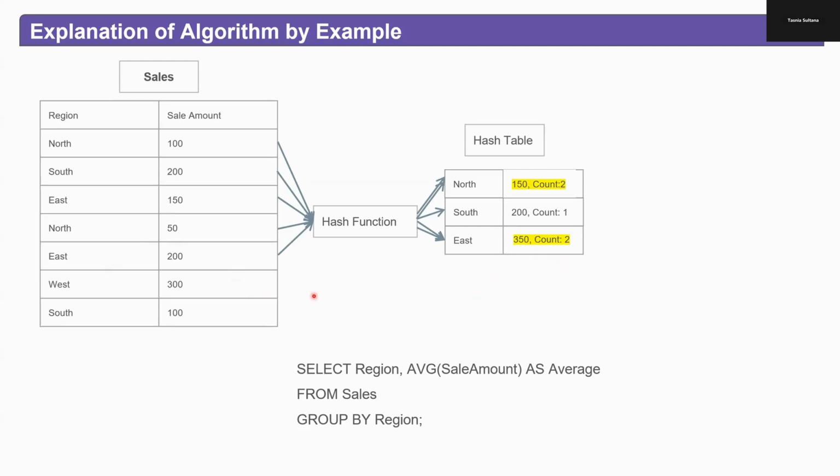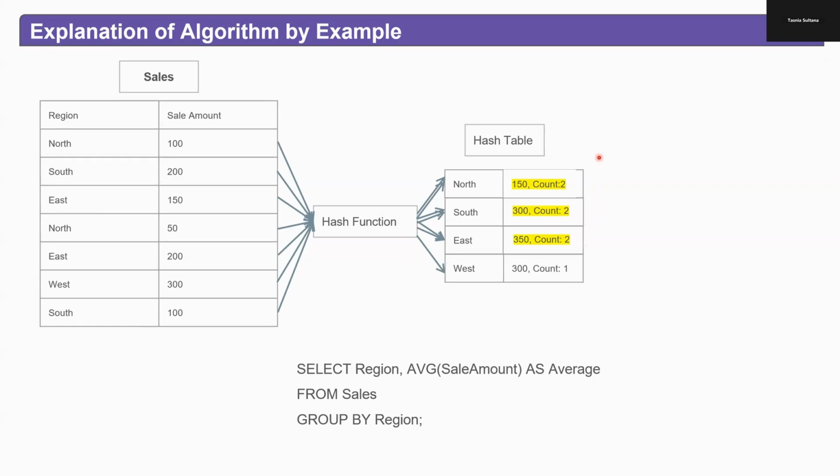And for the west, it is new to the hash table and we add it to the hash table with a sum of 300 and count of 1. And for the south, it is existing, it was in the hash table. So we update the cells amount and the count, increase the count by 1. So now the count is 2.